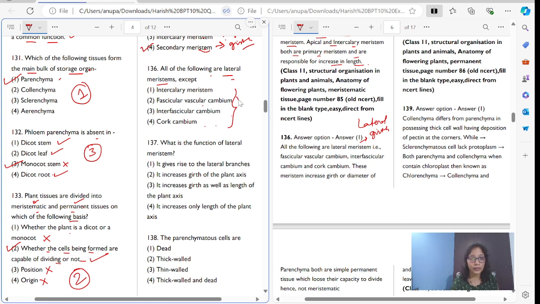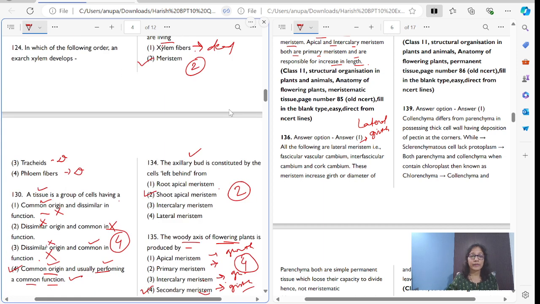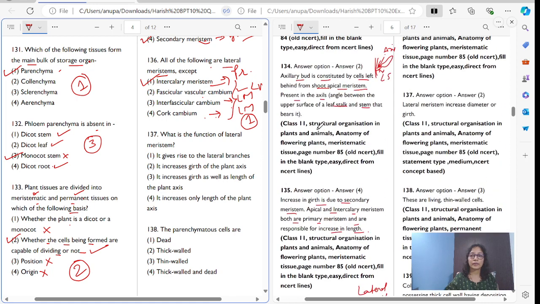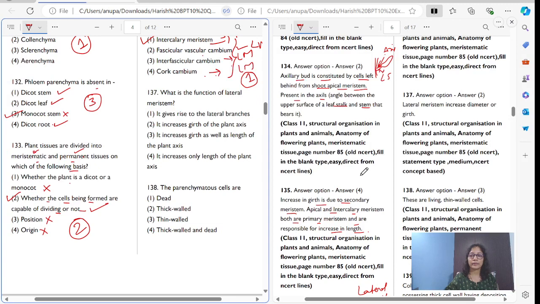So we know that fascicular is a lateral meristem. Interfascicular cambium is also a lateral meristem. Cork cambium is also a lateral meristem, but intercalary meristem is a primary meristem. Hence, our answer for this question will be option number 1. Intercalary meristem is not a lateral meristem. Now, let's move to the next question, question number 137.